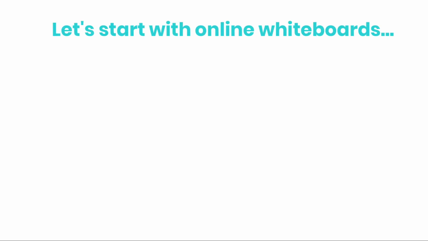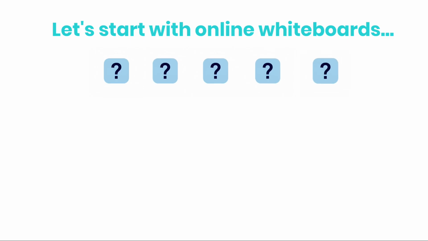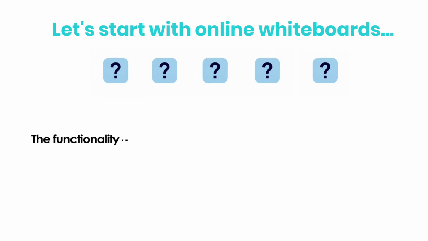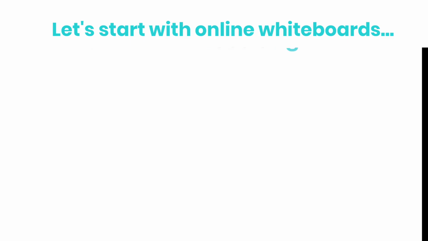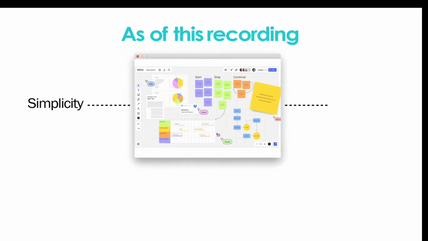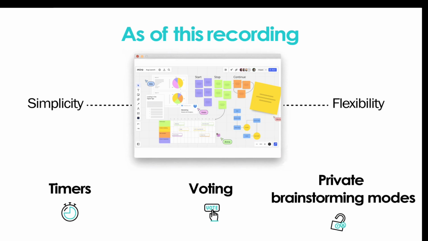Let's start with online whiteboards. We tested 6 platforms, and Miro came out on top by a wide margin. As of this recording, it's the best balance of simplicity and flexibility, with built-in timers, voting, and private brainstorming modes that make facilitation smooth and intuitive.